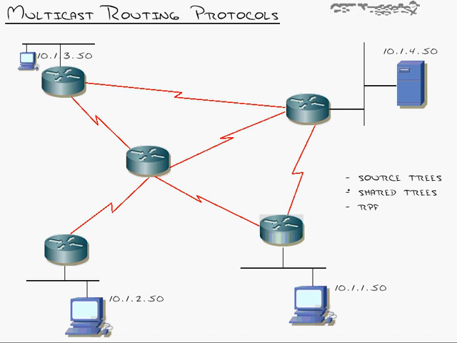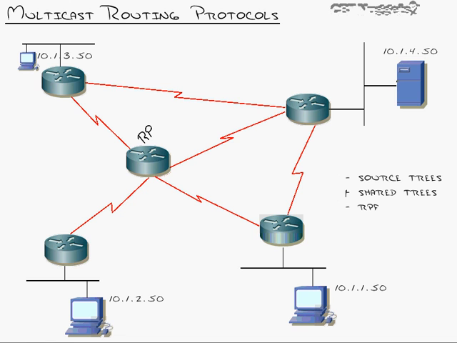So in the shared tree world, what we do is we elect one router as this thing known as the rendezvous point, or RP router. That is the central point of contact for all multicast signals. So essentially, everybody is going to go through the rendezvous point. When this server starts streaming, it's going to stream down here to the rendezvous point, and then all the clients will come to the rendezvous point to find that signal.